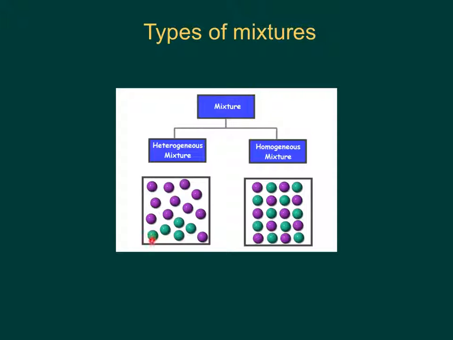You've got the different type of elements down here, and you've got the purple ones up there, but this one, they are evenly dispersed all the way throughout there. That makes it a homogeneous mixture. This would also be called a solution. If you have a solution of something, it's evenly dispersed all the way throughout.